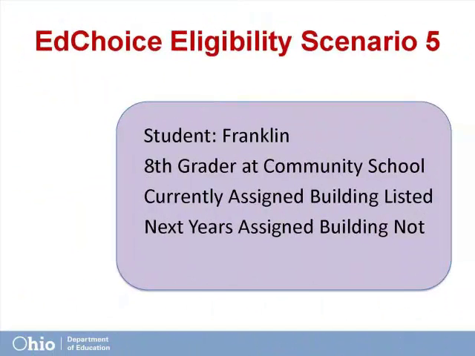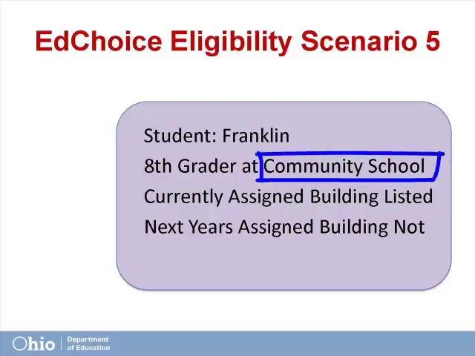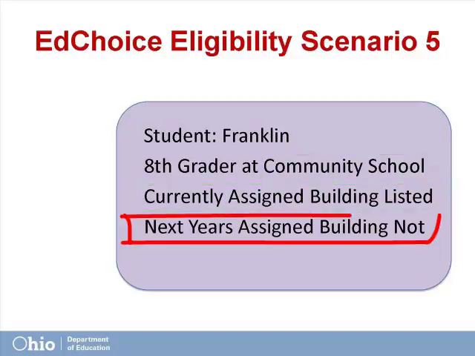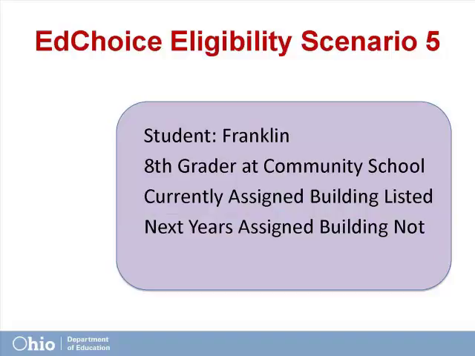Our next example is Franklin. He is an 8th grade student living in Toledo. He attends a community school. While the school that he would have been assigned to attend 8th grade is an eligible school building, the school that he is assigned to for 9th grade is not an eligible school building.